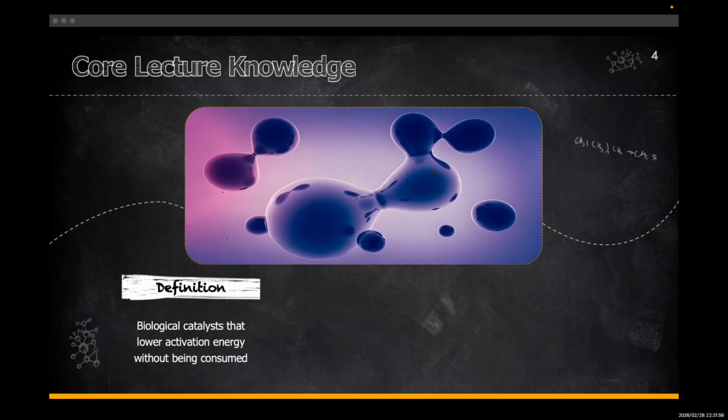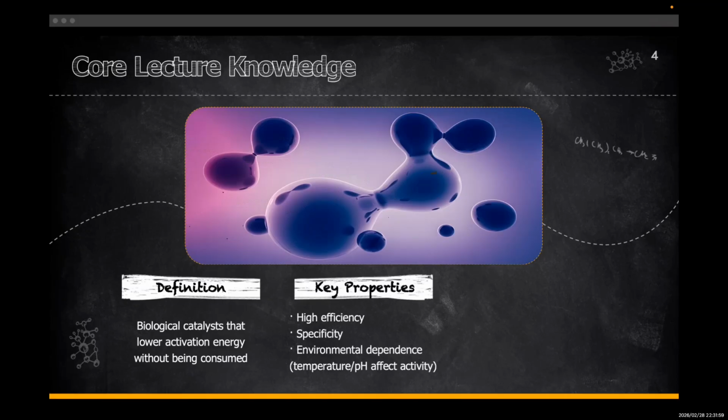Enzymes also have three critical characteristics: high efficiency, meaning they can accelerate reactions millions of times faster than uncatalyzed processes; specificity, as each enzyme binds to a specific substrate due to its unique active site; and environmental dependence. Factors like temperature and pH can significantly affect their activity by altering their three-dimensional structure. The mechanism behind enzyme action is the induced fit model.